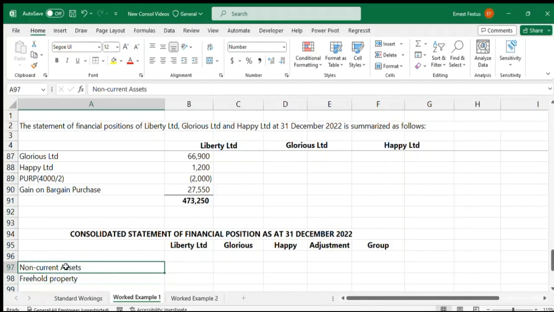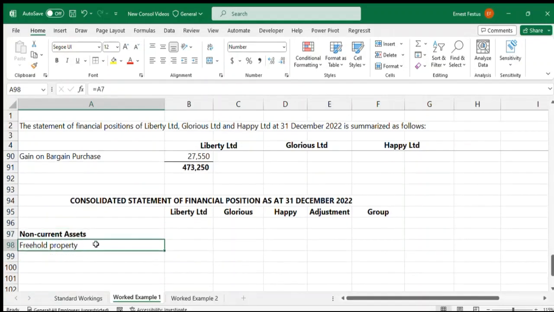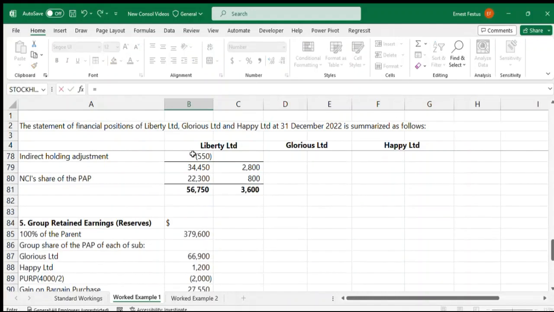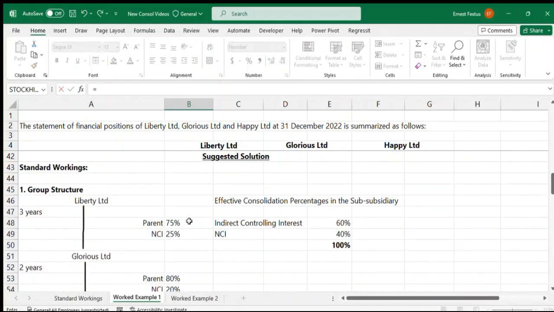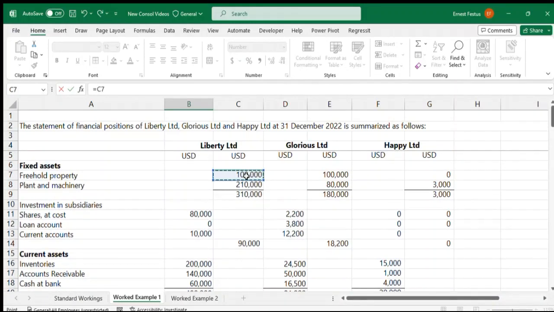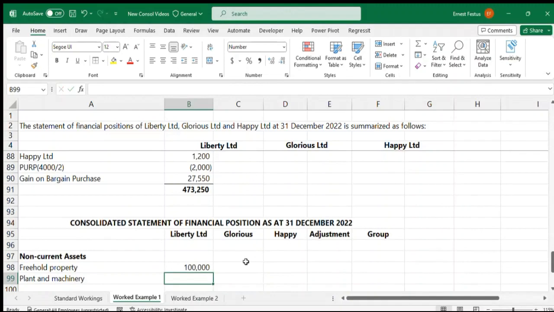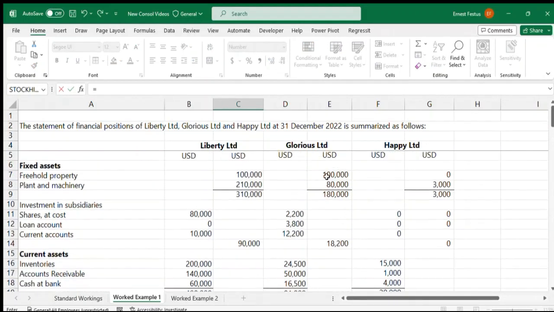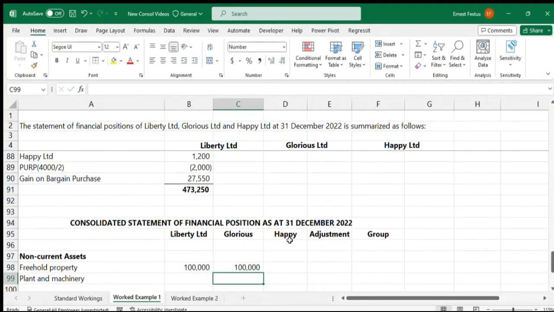This one is supposed to be bolding. Alright, so we have that, and I can duplicate it. So the value for Liberty Limited, let's go and link those together. So I'll go to my statement of financial position and link these two values together. I'll come to that of Glorious Limited. Glorious Limited, their freehold property, this is the amount, same 100,000.